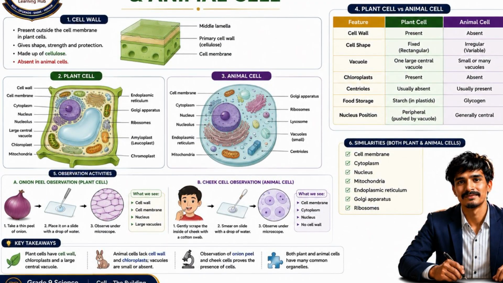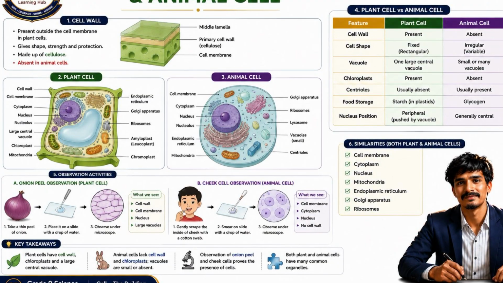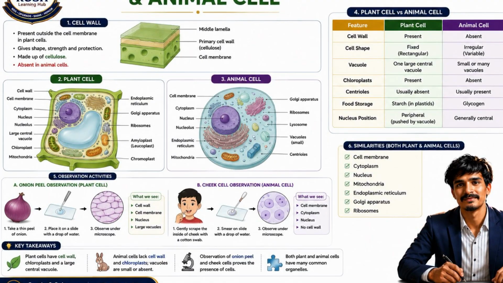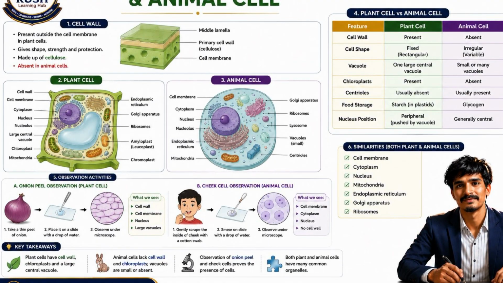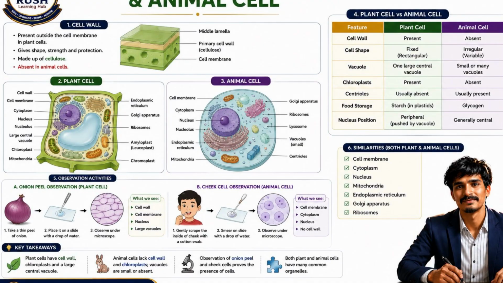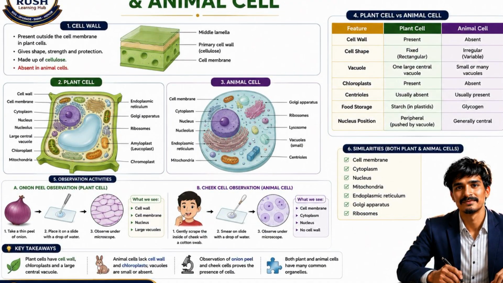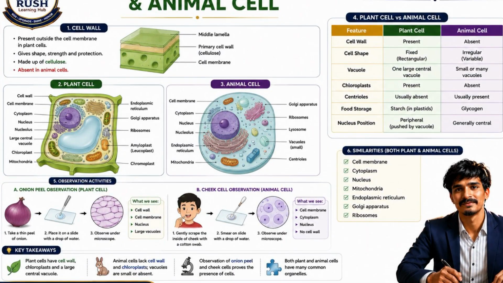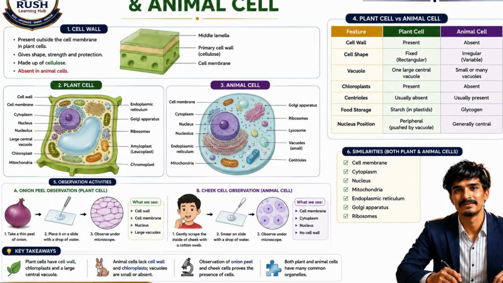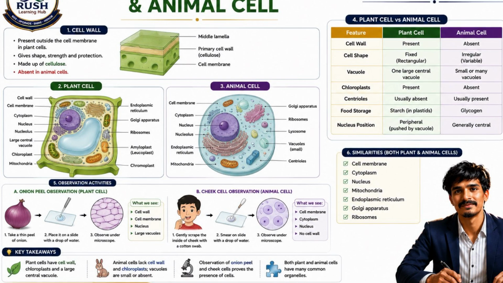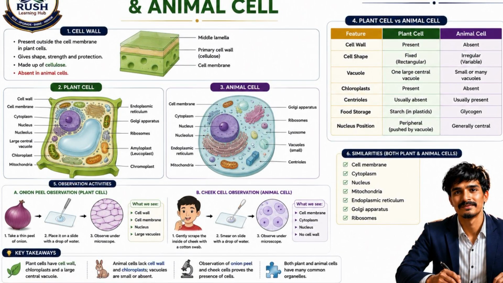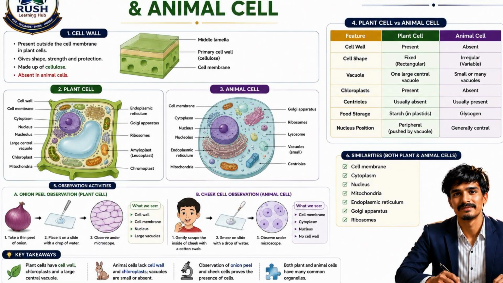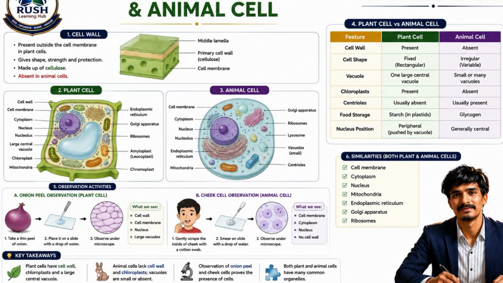The second activity involves observing cheek cells. A cotton swab is gently rubbed on the inner surface of the cheek to collect cells. These cells are placed on a slide, stained, and observed under a microscope. Cheek cells appear irregular in shape and lack a cell wall. However, the cell membrane, cytoplasm, and nucleus can be clearly observed. These activities help us understand the structural differences between plant and animal cells.